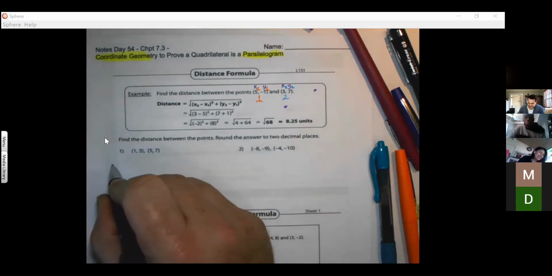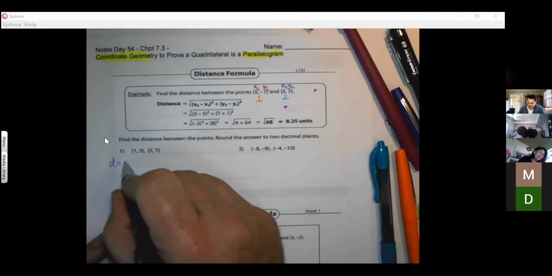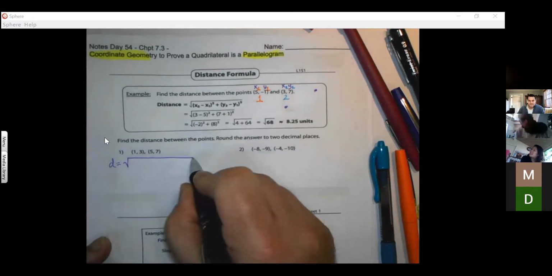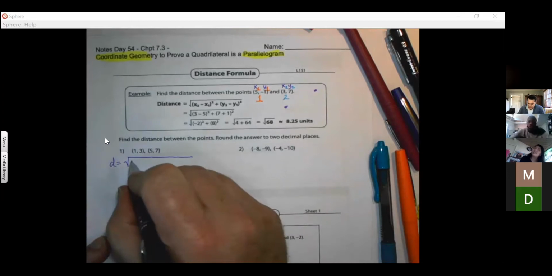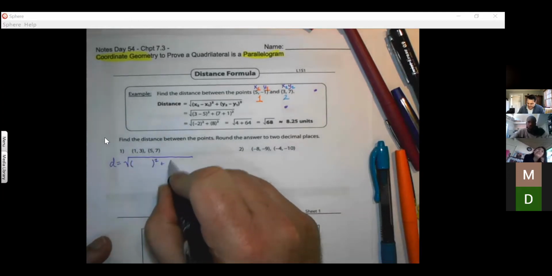I'm going to say that d is equal to the square root of, and I'm going to have two little sets of parentheses in here that are both squared. Okay, everybody get to that space, please.